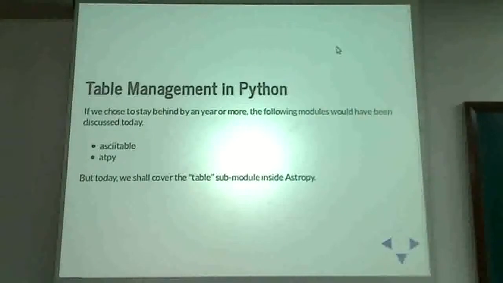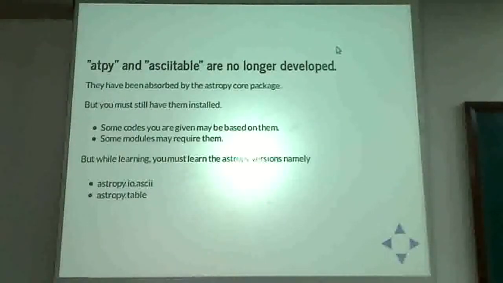So no matter what analysis you do, be it what wavelength, eventually after doing the hard work, in the end you usually end up creating tabular data and analyzing it. So that's an essential part of astronomical data analysis, which is to handle tables. Now if we chose to stay behind by a year, we wouldn't use AstroPy, we would use two modules called ASCII table and ATpy. But today we'll use a sub-module within the AstroPy package, we'll see how to use that. Now ATpy and ASCII table, other than a few minor bug fixes, are no longer being developed.